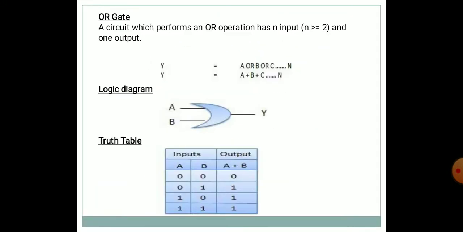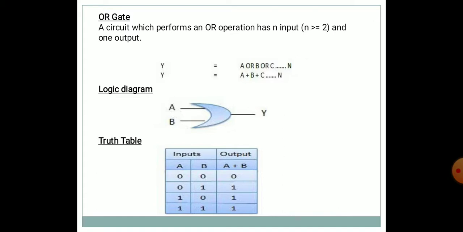Then the next one is the OR gate. The second logic gate is the OR gate. The OR gate accepts 2 inputs, and as long as either of those inputs is 1, it outputs a 1. It is a circuit which performs an OR operation, has 2 or more inputs and 1 output. Similar to the AND operation, here also we may have two or more input values, but the output will be a single one.